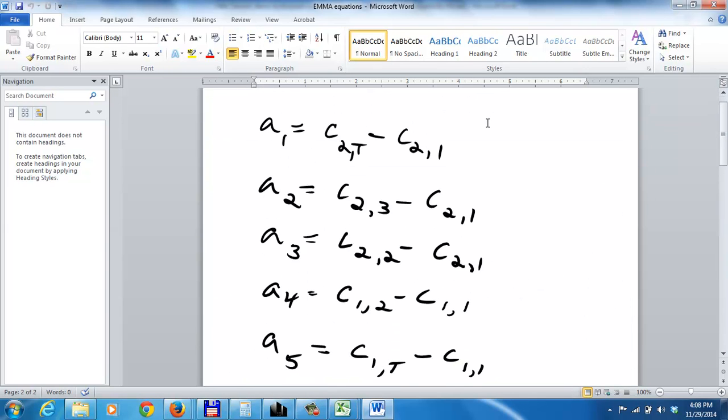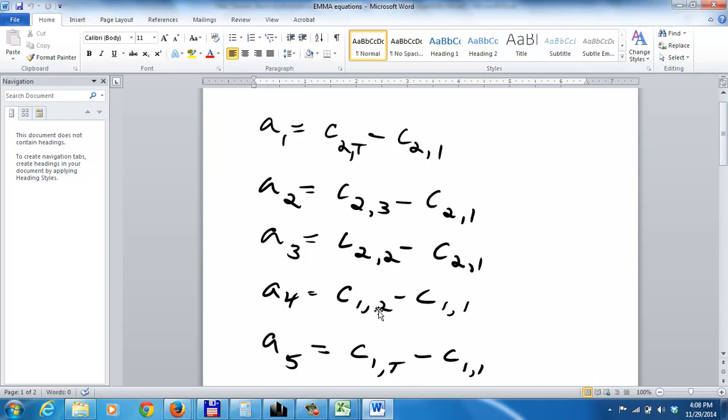A1 is C2T, which is the concentration at the gauging station on a particular day, minus C21, which is a constant. That's the concentration of chemical 2 in the surface runoff. A2 would be C23 minus C21. C23 is the concentration of chemical 2 in the groundwater. C21 is the concentration of chemical 2 in the surface runoff. A3 would be equal to C22 minus C21, where C22 is the concentration of chemical 2 in the interflow. And of course C21 has already been defined.